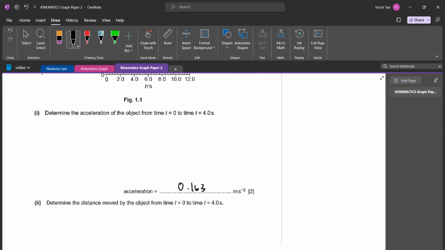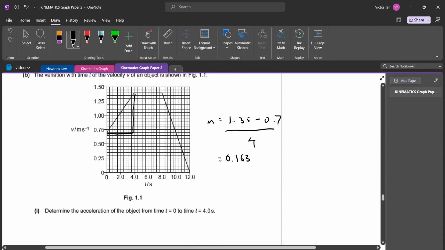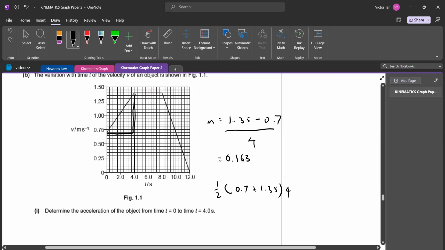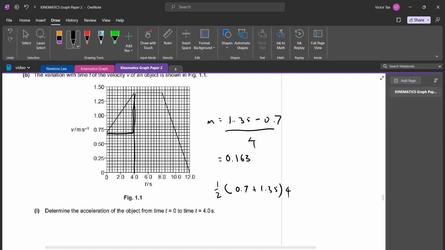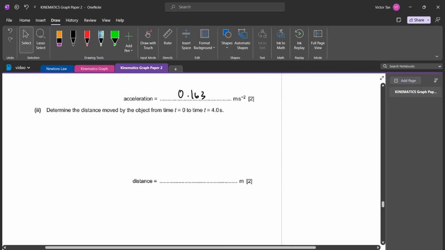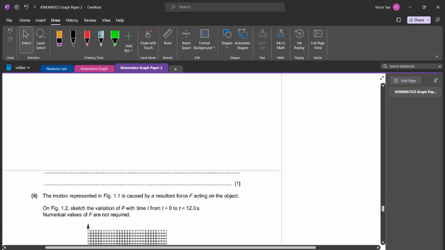Determine the distance moved by the object from t equals 0 to t equals 4. So here you have to find the area below the graph. Half times 0.735 times 4. So it's 4.1. So the answer is 4.1 meters.